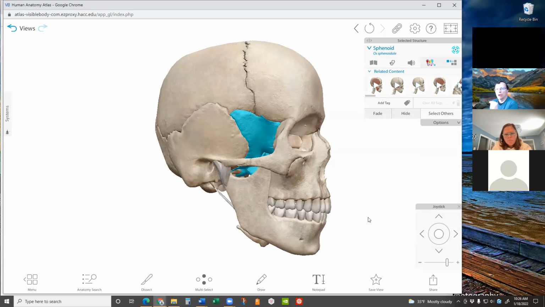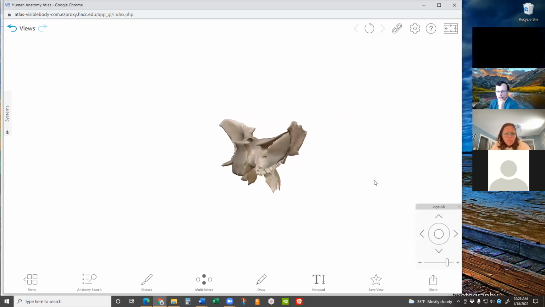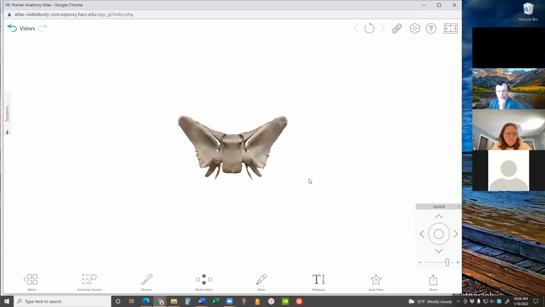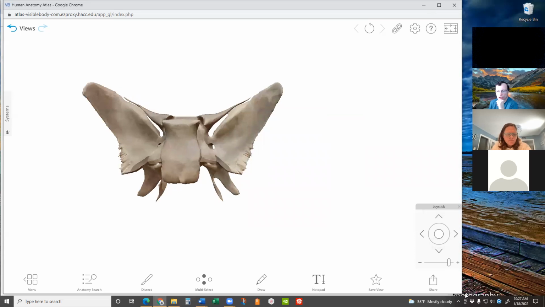Now, what I would like you to do in the selected structures window, in the upper right side, there's a box that says isolate mode. Whatever structure you have highlighted blue, it will isolate it from the rest of the anatomy. So let's click it. 1, 2, 3, click. There you go. You can rotate this around. You can magnify it. So let me ask you in the chat window.